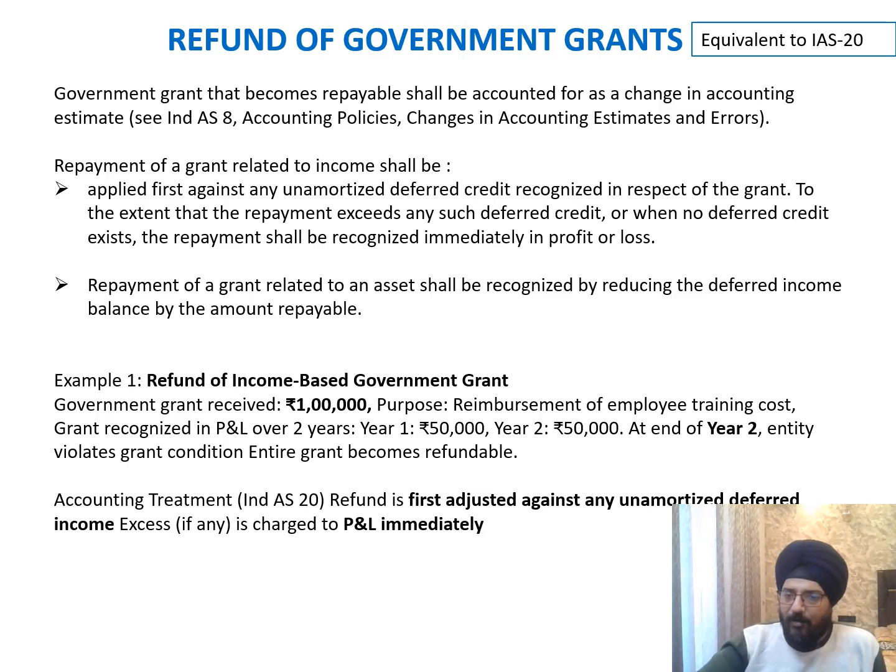Had there been an amount left in the deferred income, then first my deferred income would have been debited, and only then could we charge to my P&L. But in this case, because there is no amount left in my deferred income, the entire 1 lakh which is paid back to the government will be charged to my P&L. So my P&L will be debited with 1 lakh rupees. So we'll quickly go to the next slide and see the example of refund of the grant which was received for an asset.